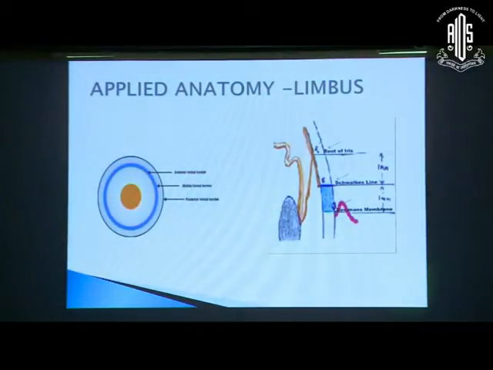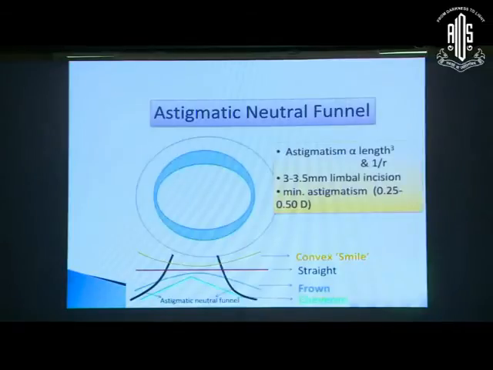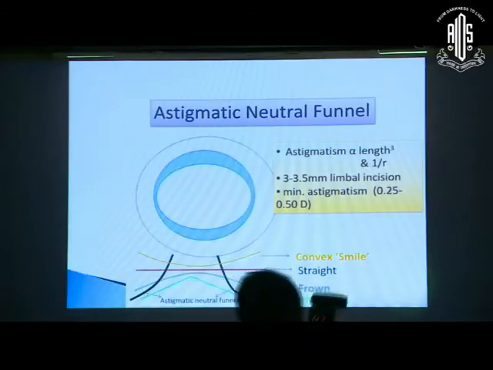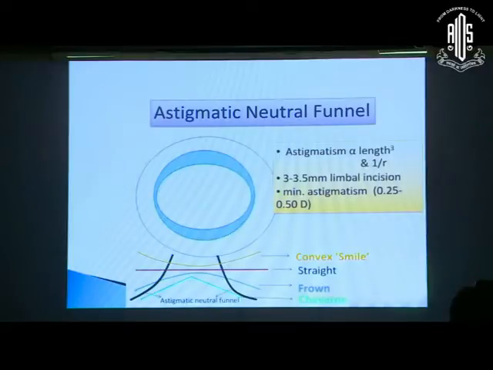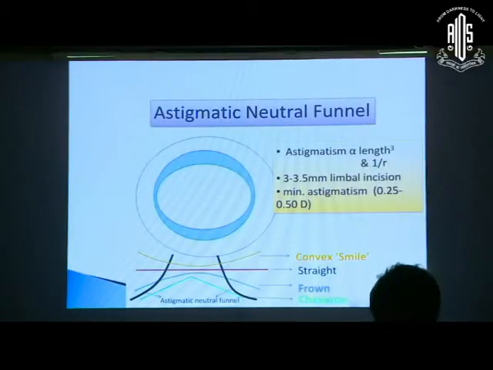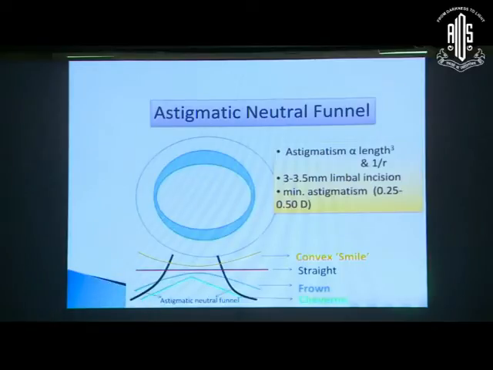The area between the anterior and the middle limbal line is the anterior limbus, and the area just behind that is the posterior limbus. With this anatomy in mind, another principle is the principle of the astigmatic neutral funnel. Basically, astigmatism is directly proportional to the length of the incision and inversely proportional to the radius. By this, a 3 to 3.5 millimeter limbal incision produces a minimum astigmatism of say 0.25 to 0.5 diopter. The limbal astigmatic neutral zone is a conceptual, virtual zone in the sclera. Any incision lying within the astigmatic neutral funnel will create the least astigmatism.